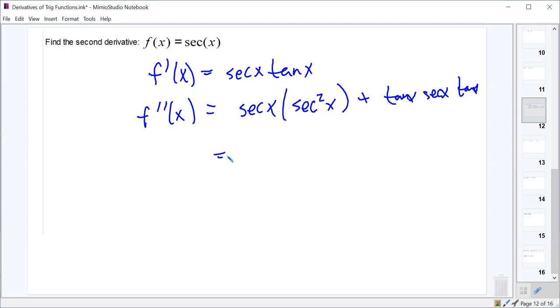And simplifying that down, we could factor out the secant x from both of them if we wanted to. Secant x times secant squared x plus tangent squared x. Everybody good? We should be able to use our product rules and our quotient rules and all that stuff, even the reciprocal rule in conjunction with the derivatives of trig functions. Any issues there?